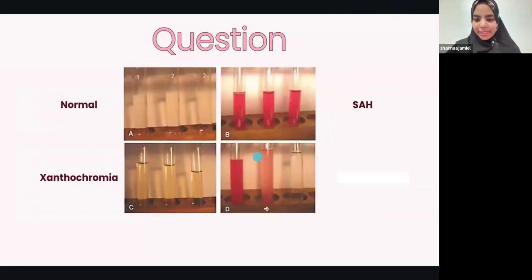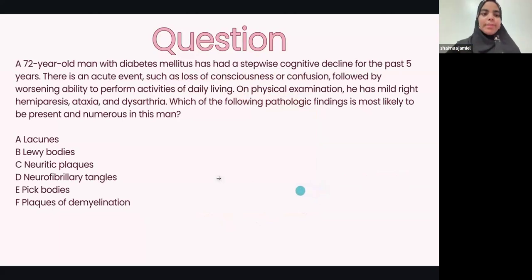Okay, what about this? Traumatic tap, which means basically there was an injury, so there's blood in the first one, and then it gets diluted, and then it gets more diluted. So that's not subarachnoid hemorrhage. For subarachnoid hemorrhage, it has to be all 3 tubes or 4 tubes.